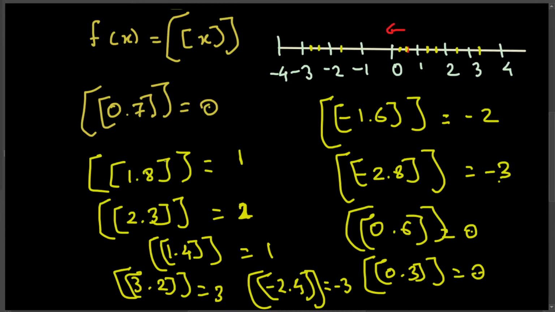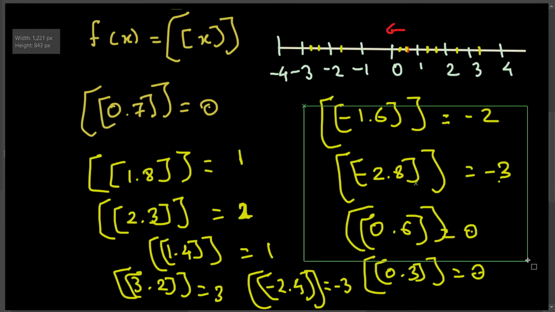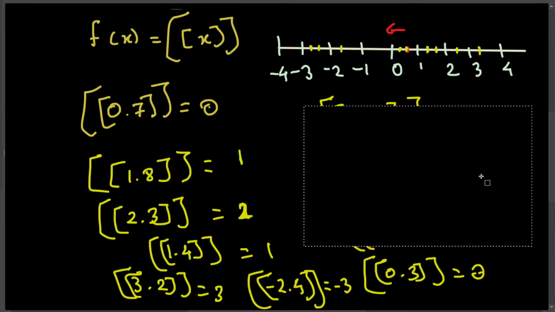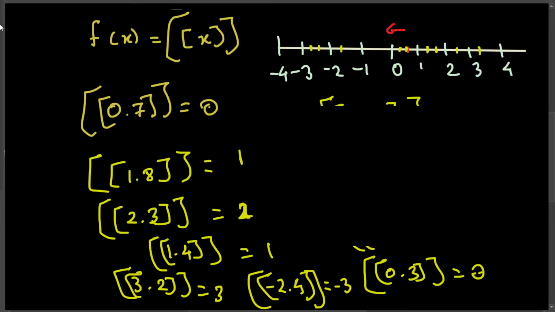Now let's say you have something like this. Let's say they ask you for the greatest integer of 2. When the question asks about the greatest integer of something that is already an integer, like this, then the answer is the integer itself. So if you have a 2 here, we don't look to the left or anything. We just write the same number, that's 2.